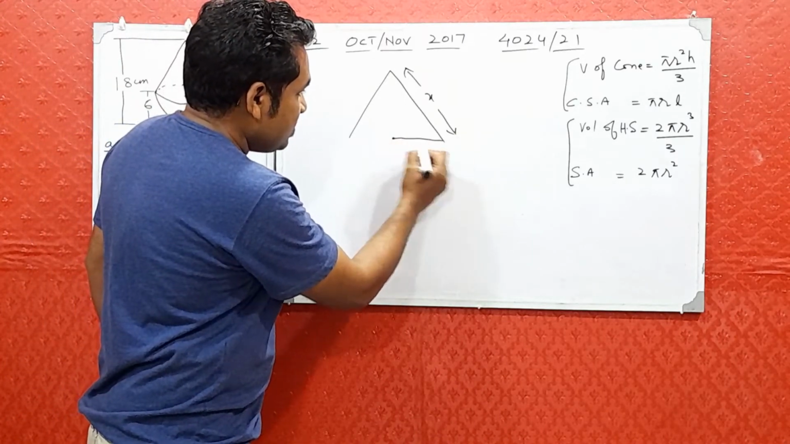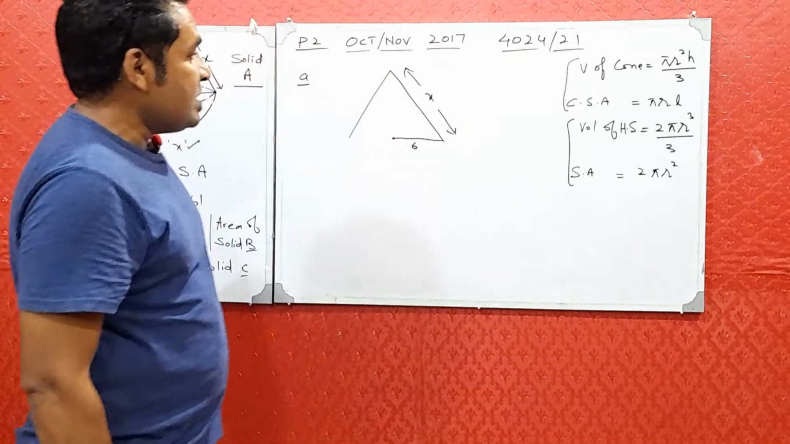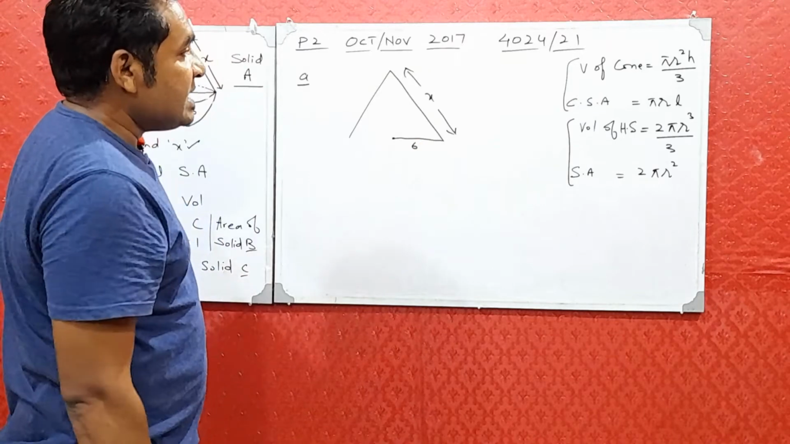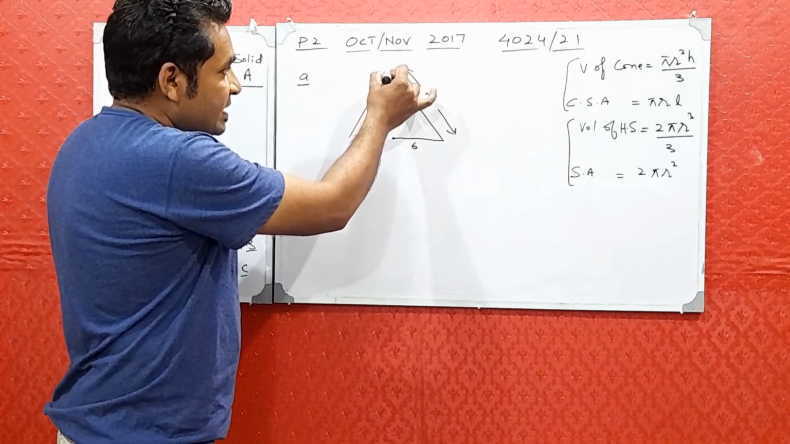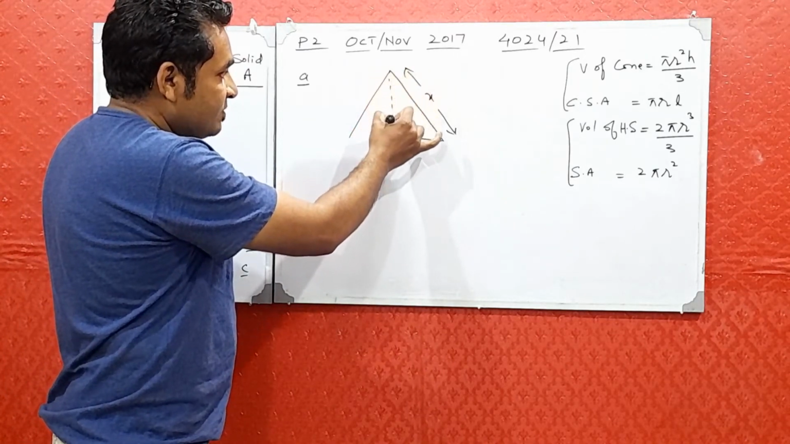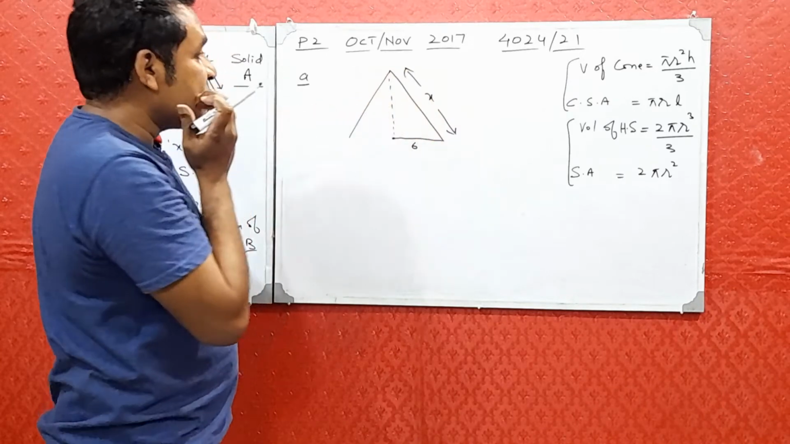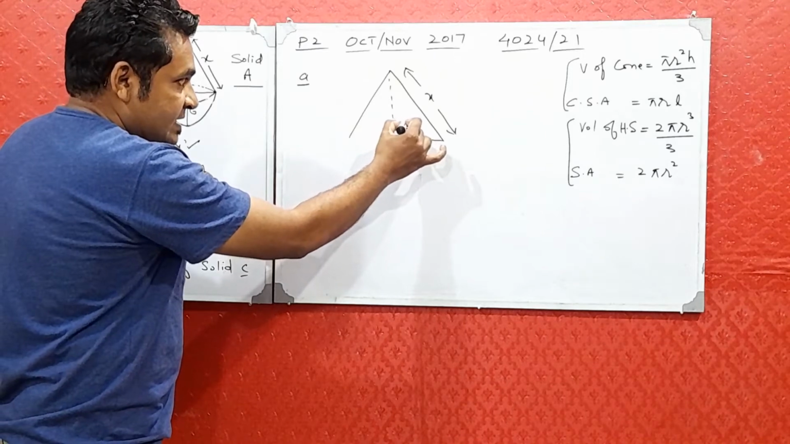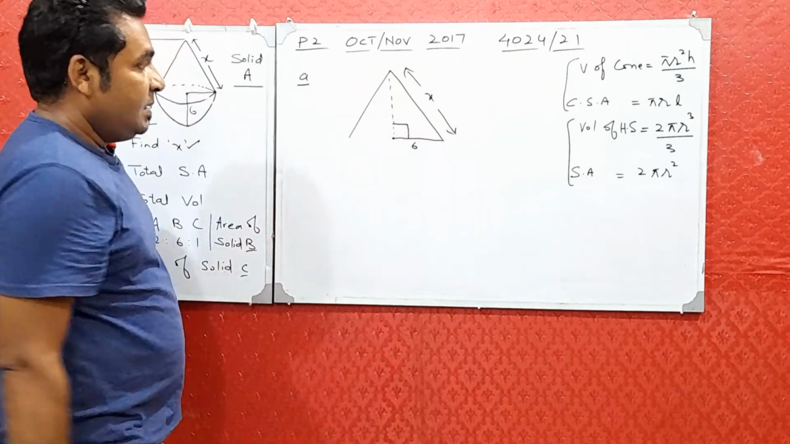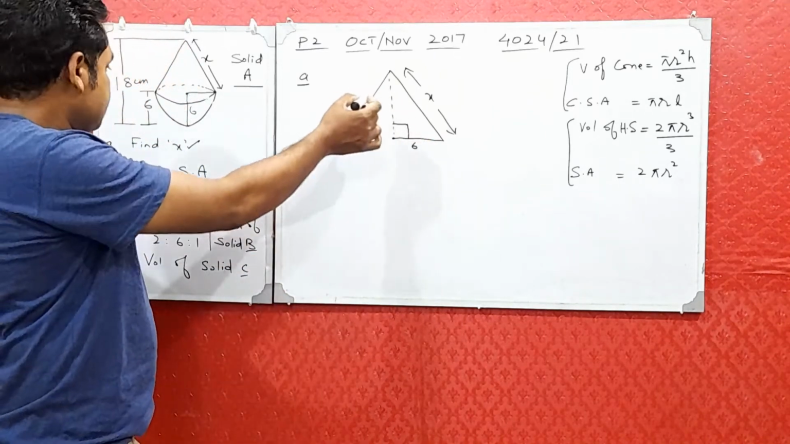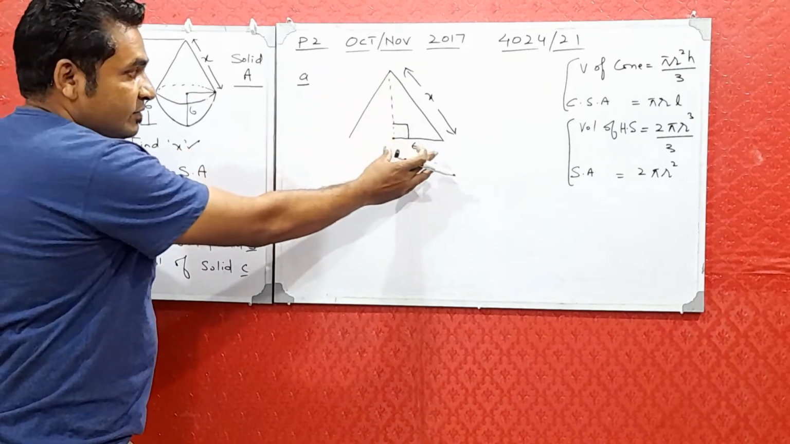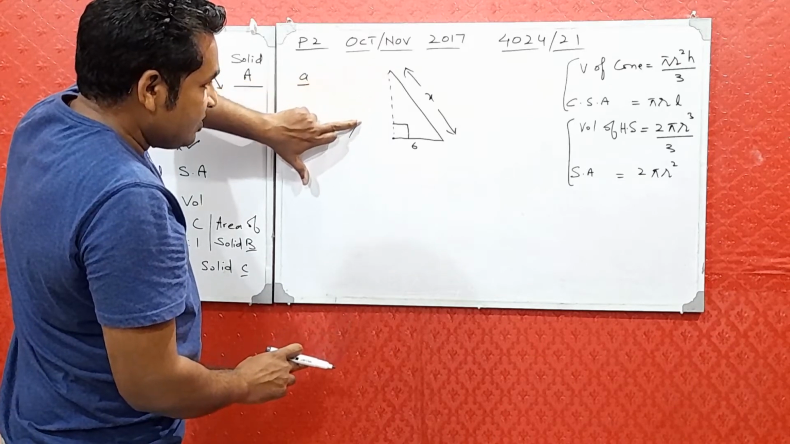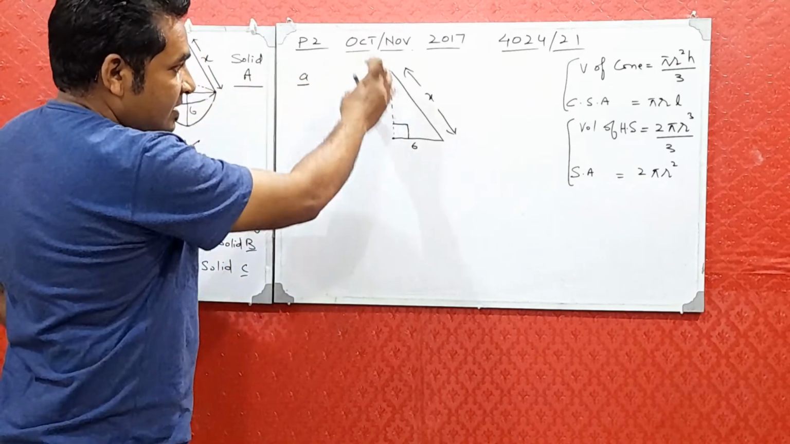The radius of the cone is also 6. Now, when you are supposed to find the slant height, you always draw a vertical line, which is called the height of the cone, and height is always at 90 degrees with the base. If we just erase this line, you can see that we now have a right angle triangle.